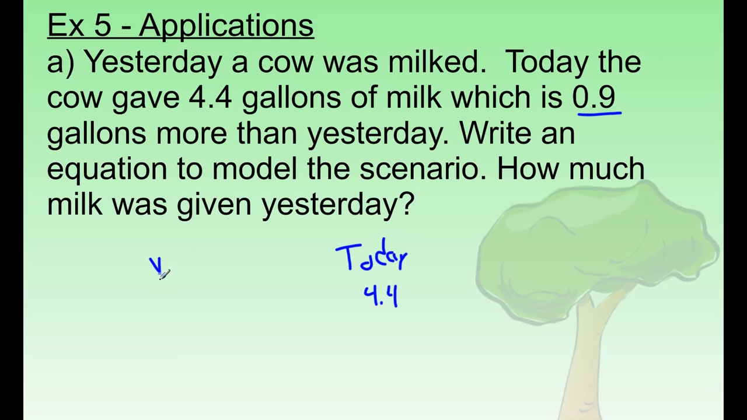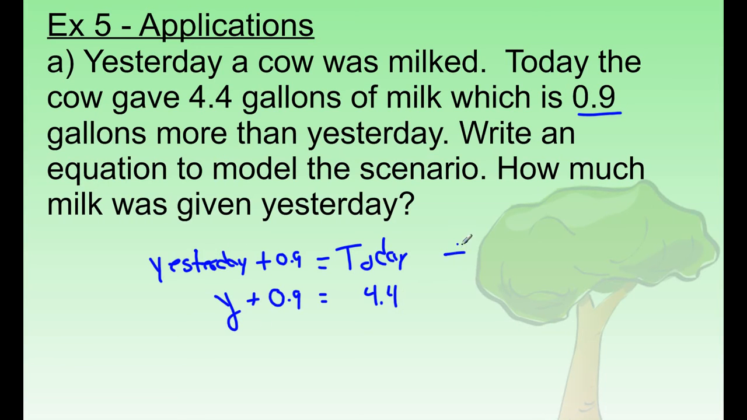So if we take yesterday's amount and add 0.9 to it, that would give us today's amount. Does it say anywhere in the problem how much it gave yesterday? No. In fact, that's the thing we're trying to find. So yesterday would be our variable. How much milk was given yesterday? I don't know. Let's use y.